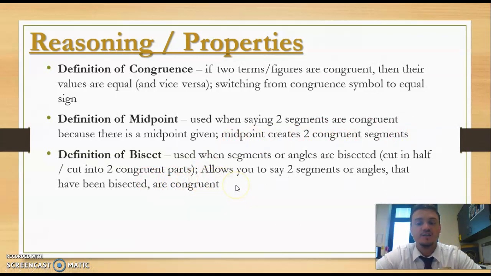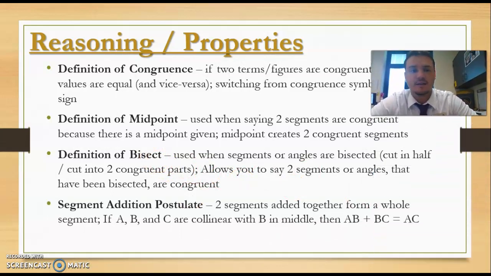And then we have definition of bisect. So again, bisect means that we're cutting in half into two congruent parts. So we use this when segments or angles are bisected. So it allows you to say that two segments or angles that have been bisected are congruent. And we'll see this in use here shortly.